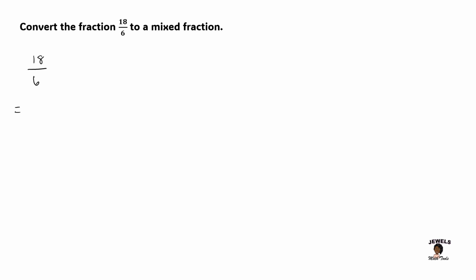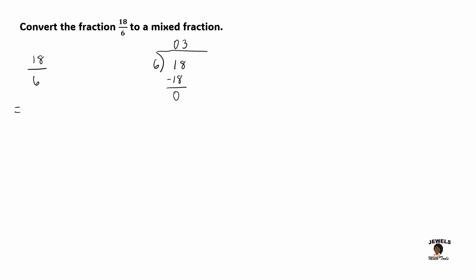And remember that whenever you're converting your improper fraction into a mixed fraction, that means that our denominator of 6 will be dividing into our numerator of 18. And we know that in our division, 6 can't divide into 1 since 1 is less than 6. So we put in our 0 as our placeholder. 6 will divide into 18 3 times. 3 times 6 is equal to 18. And 18 minus 18 is equal to 0.